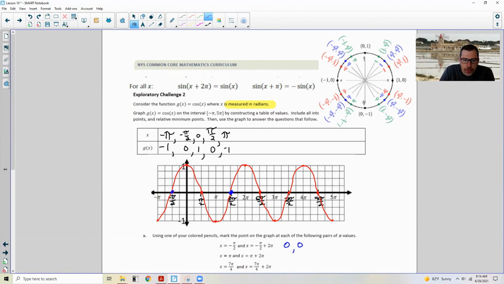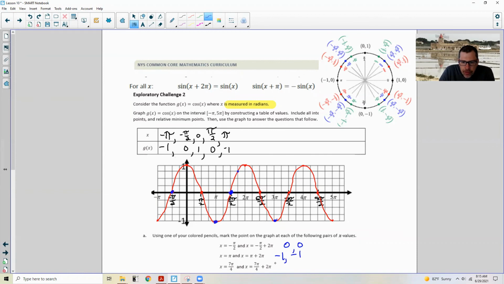Now I'm going to graph x equals pi. Pi is right here. I have to come down to this point here. Pi is negative 1. Add 2 pi to pi, I get to 3 pi, and we're at negative 1 again. 7 pi over 4. Okay, now they're going into quarters. So 8 pi over 4 is 2 pi. 7 pi over 4 is 1 square over, and we are up here.